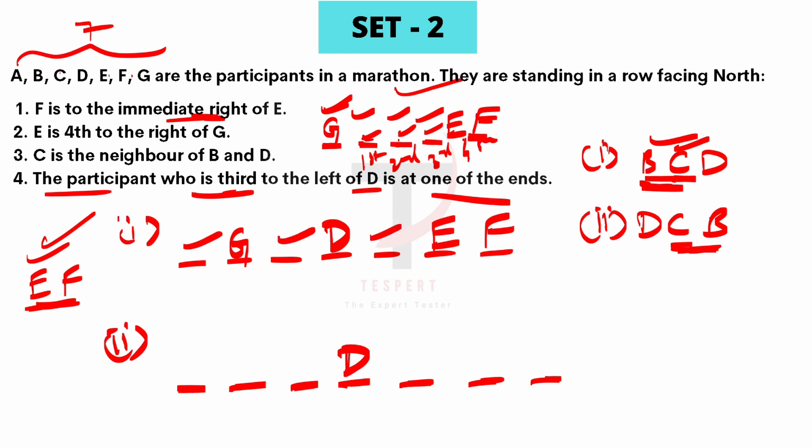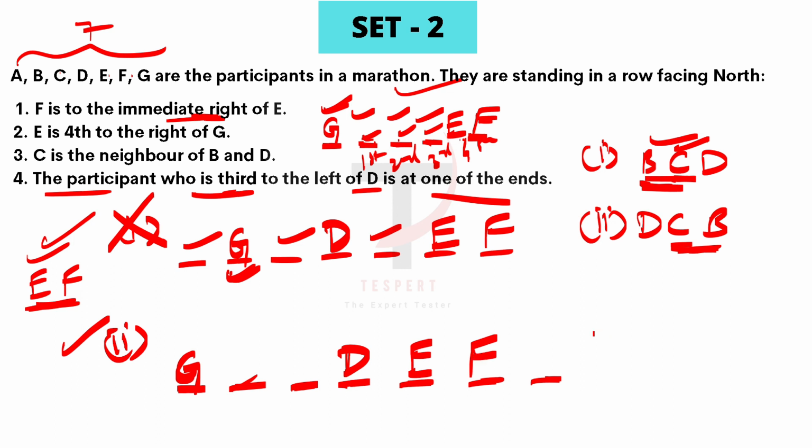And if we talk about the second case, instead of placing G here in the second place, we can place G in the leftmost end. So if we place G in the leftmost end, anyways the gap between G and E must be 3 spaces. So 1, 2 and 3 spaces. So E will come here. So F immediately follows.